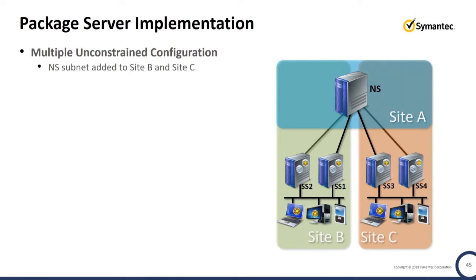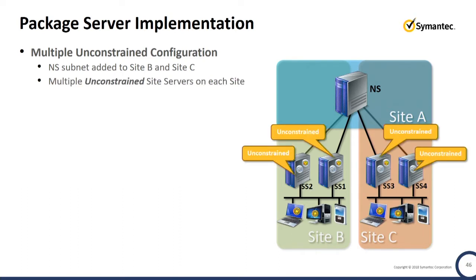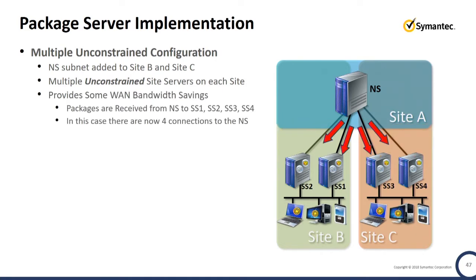Okay, multiple unconstrained. So this is a case where you have a large site, let's say, with double site servers on there. Same thing applies for each of your sites. Make sure the notification server site is a member of that. And you would put multiple unconstrained servers on there, right? So at this point, what we're dealing with is 4 connections from the notification server down. So yes, it is impacting it a little bit more.